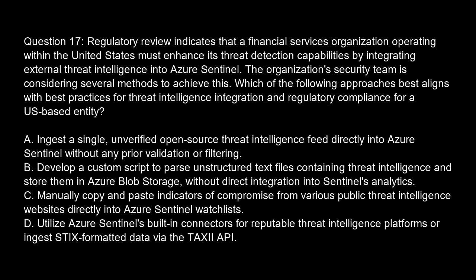Option A. Ingest a single, unverified open-source threat intelligence feed directly into Azure Sentinel without any prior validation or filtering. Option B. Develop a custom script to parse unstructured text files containing threat intelligence and store them in Azure Blob Storage without direct integration into Sentinel's analytics. Option C. Manually copy and paste indicators of compromise from various public threat intelligence websites directly into Azure Sentinel watchlists. Option D. Utilize Azure Sentinel's built-in connectors for reputable threat intelligence platforms, or ingest STIX formatted data via the Taxii API.